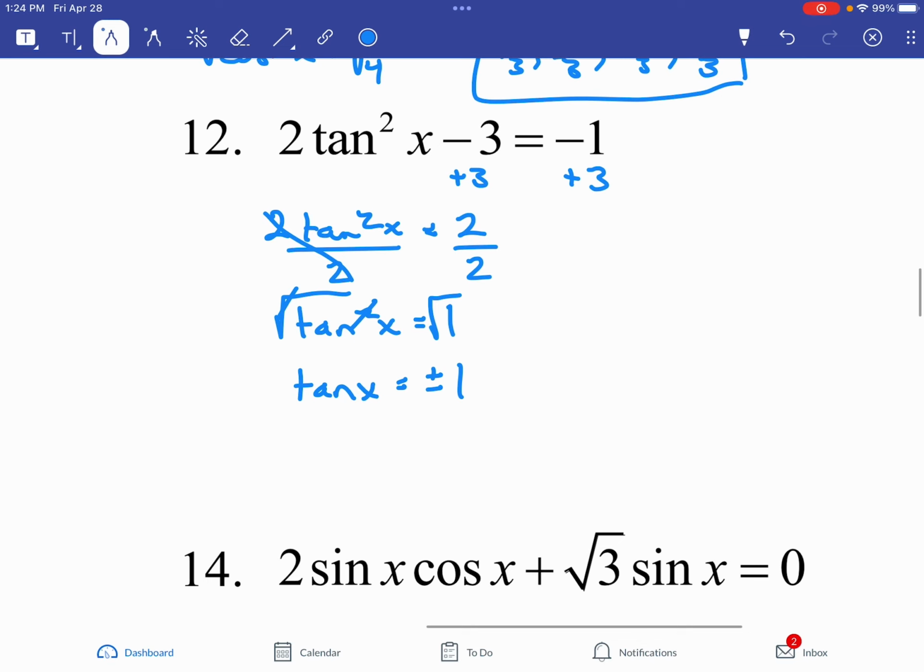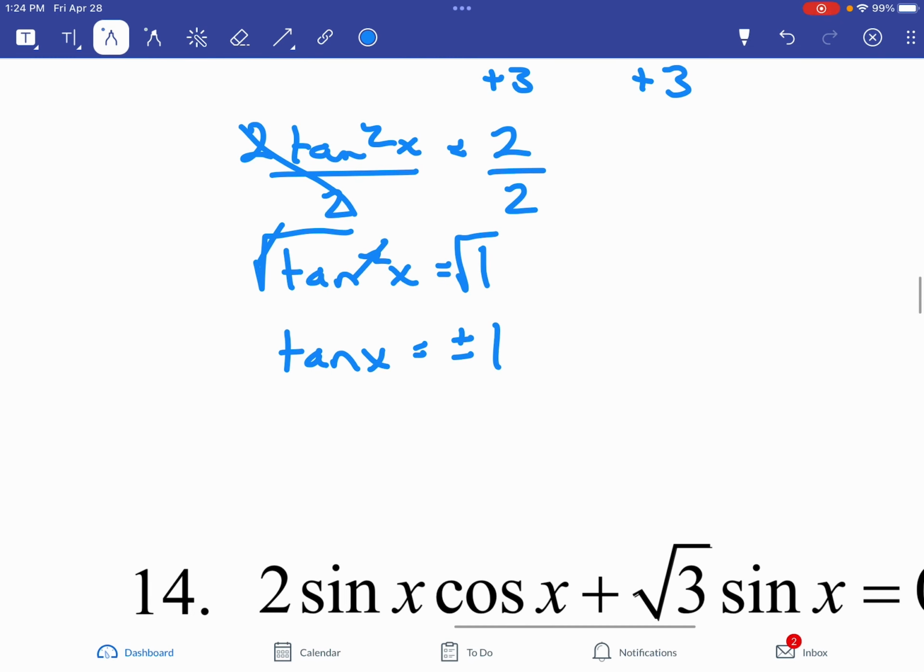We want to know where on the unit circle tangent is positive or -1. They're all the pi over 4s, where you have root 2 divided by root 2. So we have pi over 4, 3 pi over 4, 5 pi over 4, and 7 pi over 4.